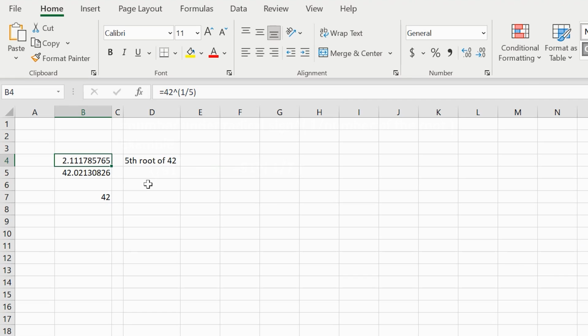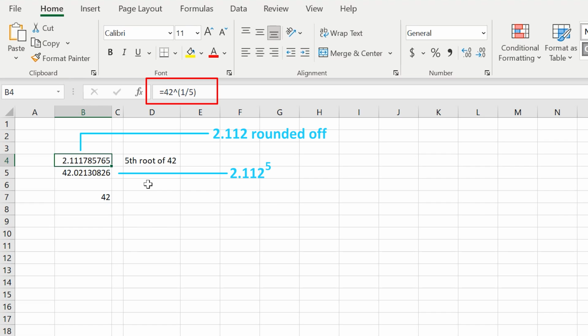In our example of the fifth root of 42, it would be 42, caret symbol, open parentheses, the number 1, forward slash, 5, close parentheses. And the answer is 2.112 rounded off. So if we multiply 2.112 times itself 5 times, we should get an answer of 42. And as you can see on the screen, this is correct. I did get slightly more, but that was because I rounded off 2.112. All right, now back to solving for the yearly interest rate.